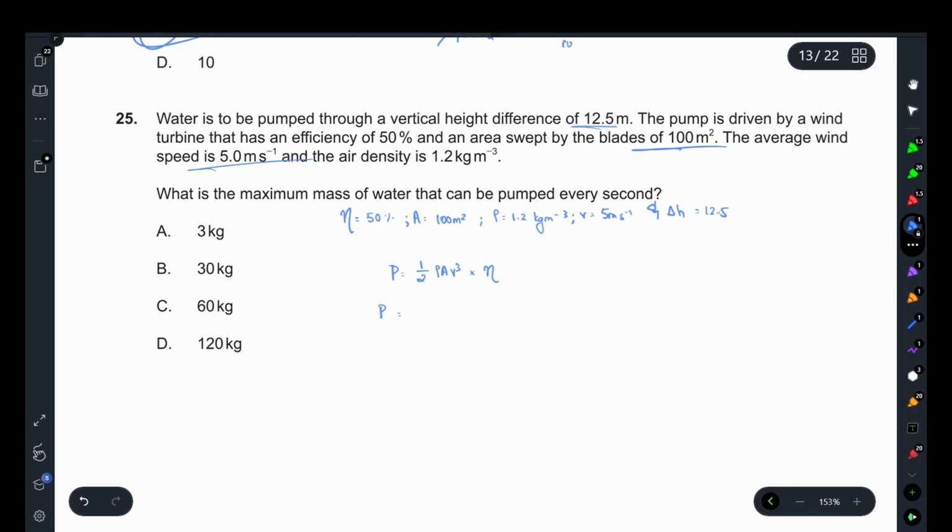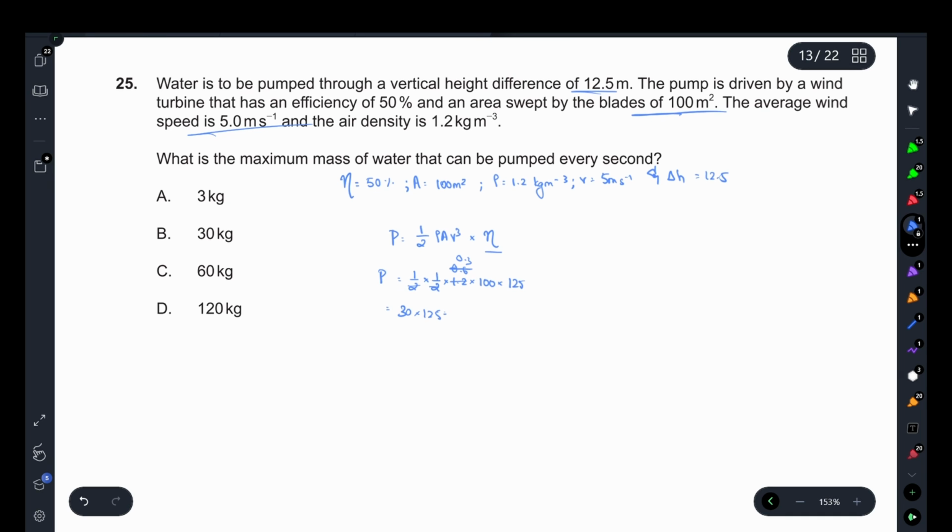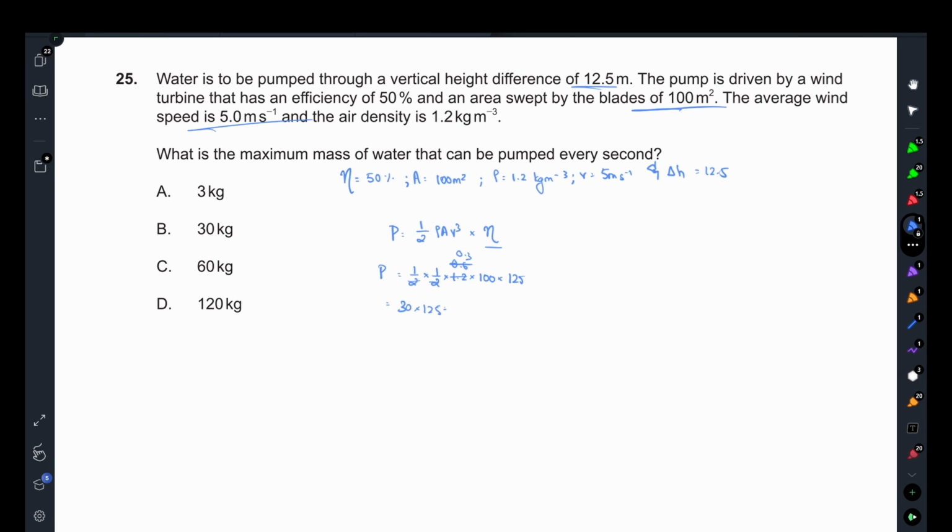So let's go ahead and find the power output. Half, and this also half. So let's put that in the beginning. Rho is 1.2, A is 100, and v cubed, which is 125. 0.6, 0.3, 30 times 125, which is equal to 3,750 joules. Perfect.